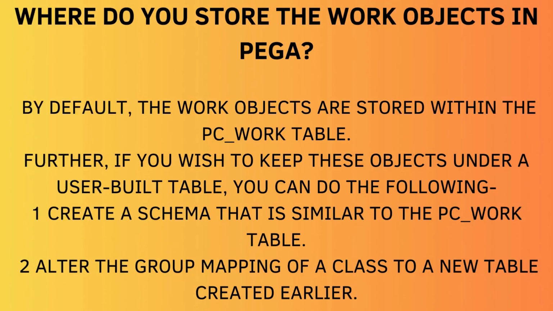Where do you store the work objects in Pega? By default, the work objects are stored within the PC_work table. Further, if you wish to keep these objects under a user-built table, you can do the following: 1. Create a schema that is similar to the PC_work table. 2. Alter the group mapping of a class to the new table created earlier.